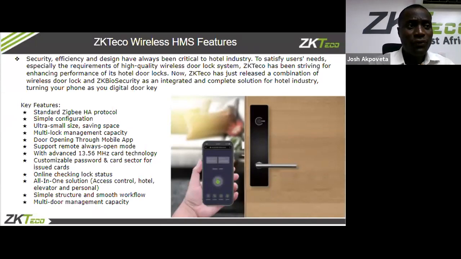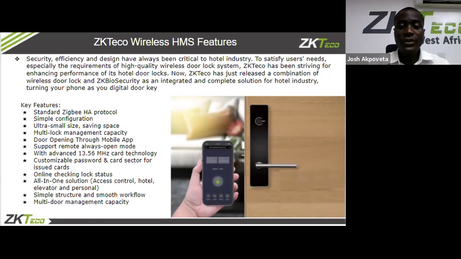And the unique value of this lock and the unique selling point is that it gives you the option to give your guest the option to sign in or unlock the door using their phone. So this is a unique value, the unique selling point that this wireless lock has over the previous ZK Biosecurity lock. Note, you can integrate biosecurity to work with this lock, but this one can be done strictly from your phone. So guests can check in and log in from their phone.